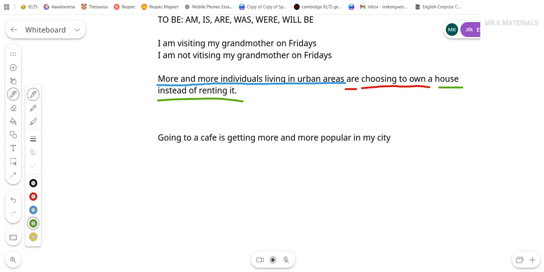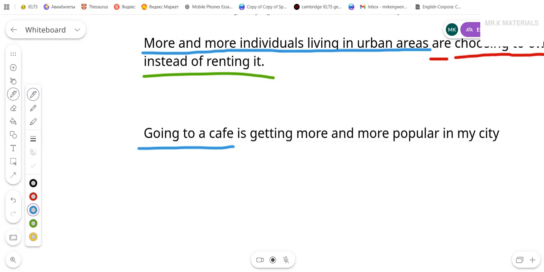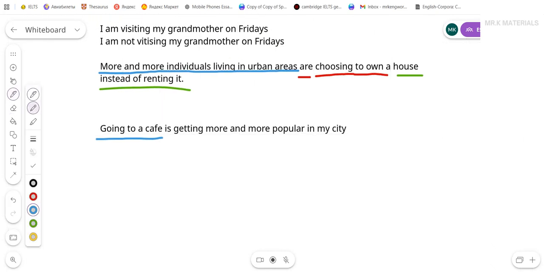Okay, the subject here would be going to a cafe. Yes, I know it has ing. I know it looks like a verb, but it's not a verb. Sometimes we add ing to nouns to name an action. So we're naming an action here. This is still a noun, it's not a verb. Then I have the same structure after this. When you figure this out, everything becomes very clear. You will stop translating this as an action. Going to a cafe, so I have my to be, is getting more, getting what? Getting more and more popular in my city. And then everything becomes very clear.